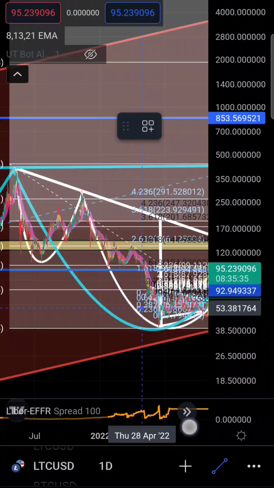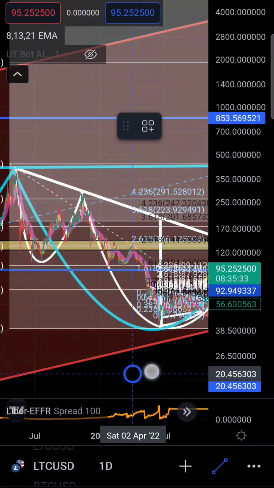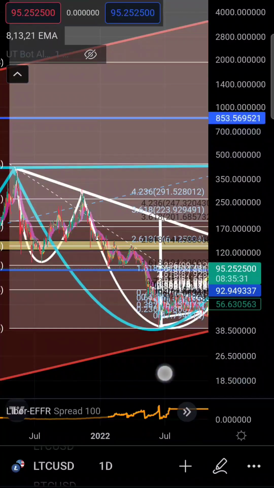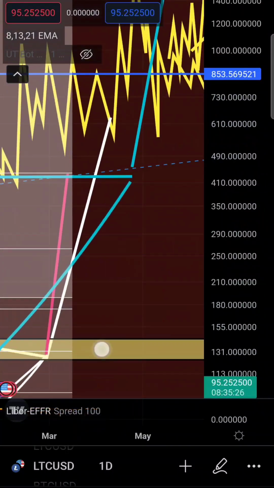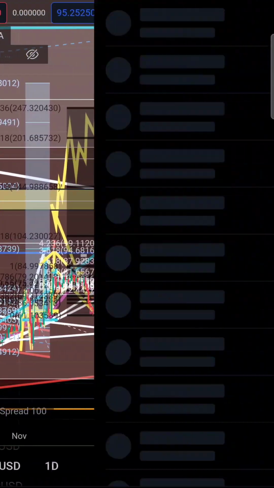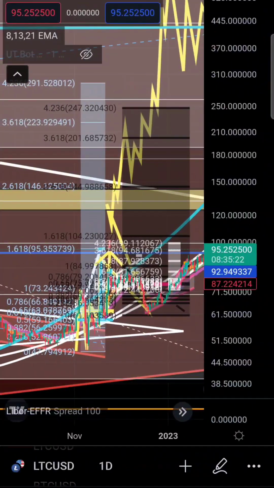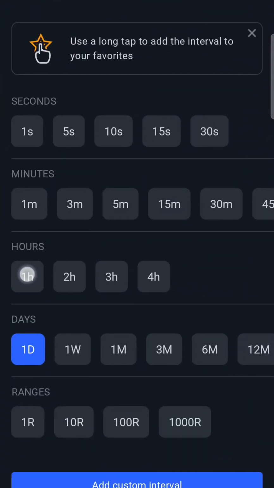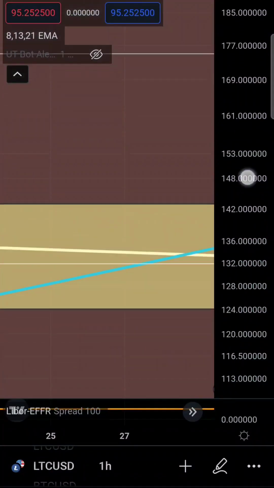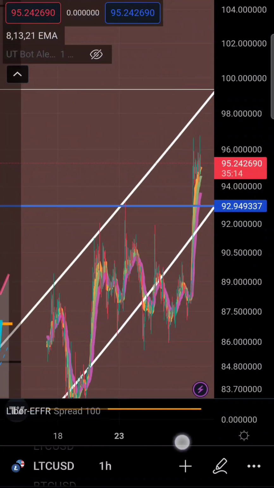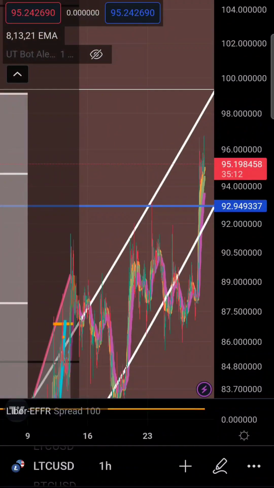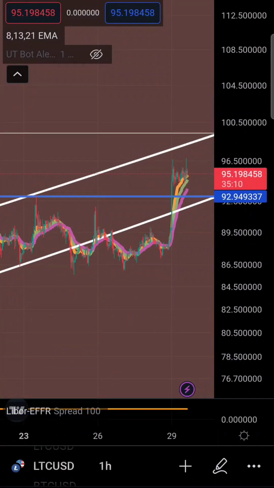So, actually, I already drew it out. I just removed all of the tools, the indicators. So, let's look at this. Where are we at right now? Let's go down to a smaller time frame. Let's go down to the 1 hour chart. All right, so everything looks green so far.